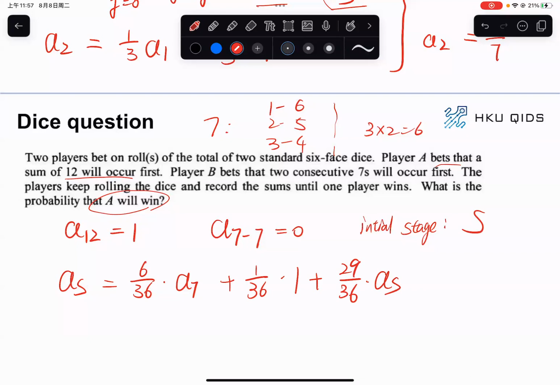Then also we can have when we have the A7. What's the probability from A7 to A77, double 7?